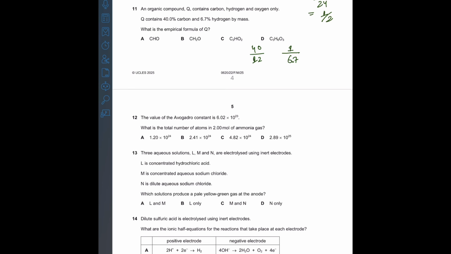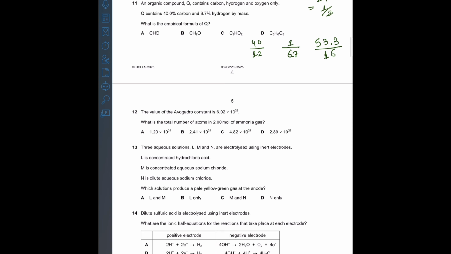is 53.3. So 53.3 divided by oxygen has 16. So if we do the calculation for these, we get 3.33 for carbon, and for hydrogen we get 6.5, and for oxygen we get 3.33 again. So which of them is the smallest number? That's the carbon.